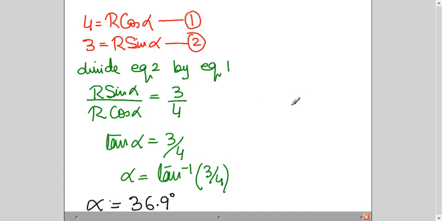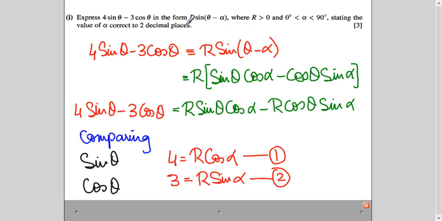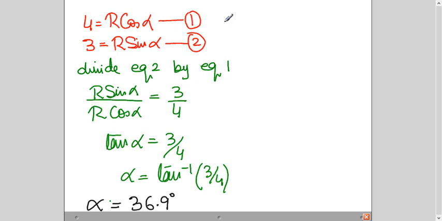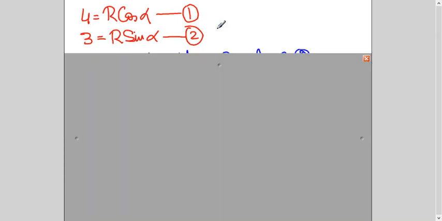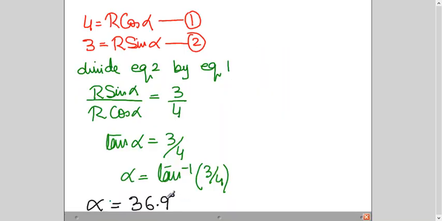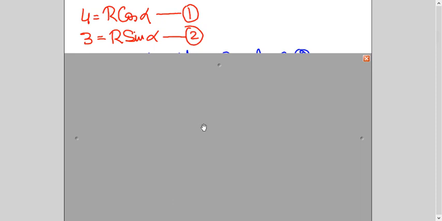Now I have to find the value of r, because the question said to bring it into the form r sine (theta minus alpha). So we have found alpha. By the way, the question said 2 decimal places. By mistake, I have written 1 decimal place, so please write it in 2 decimal places. Okay, so now we have to find r.